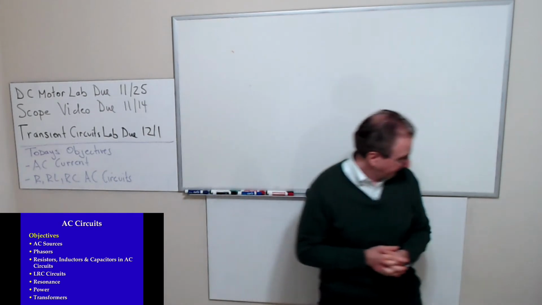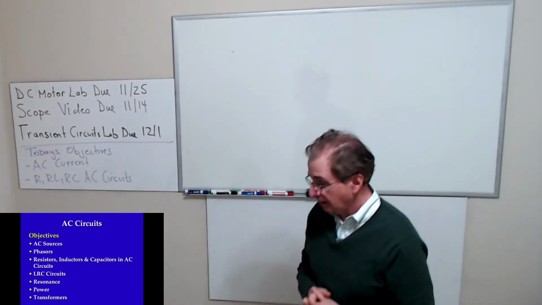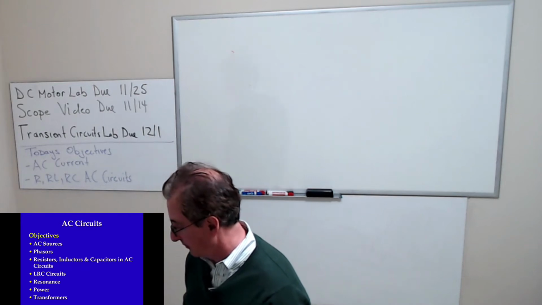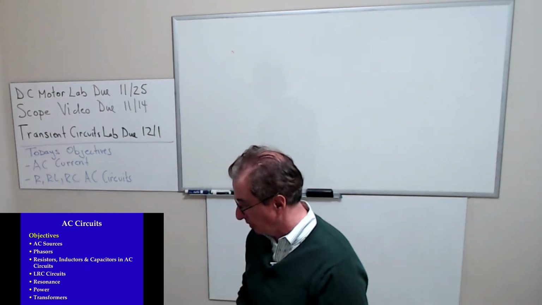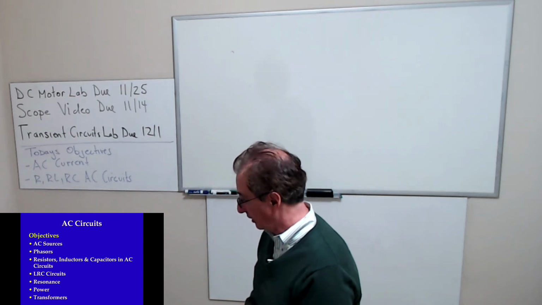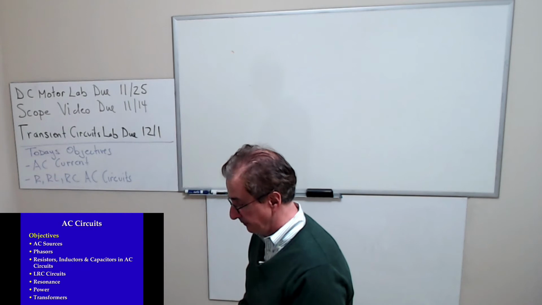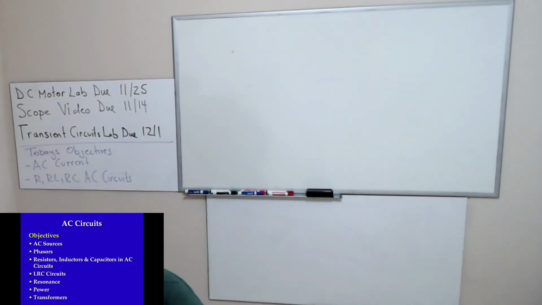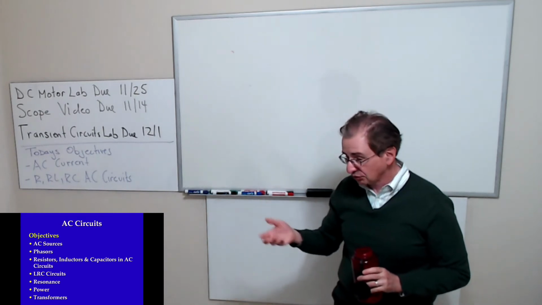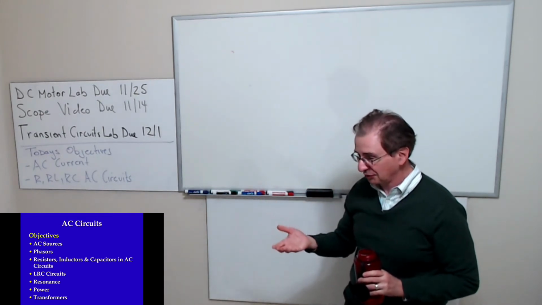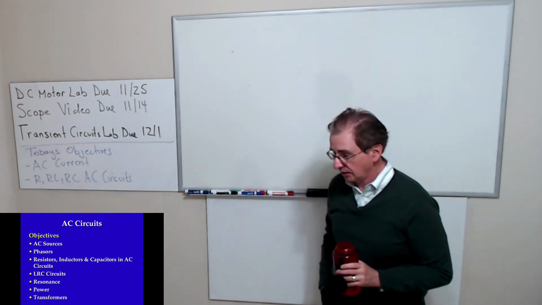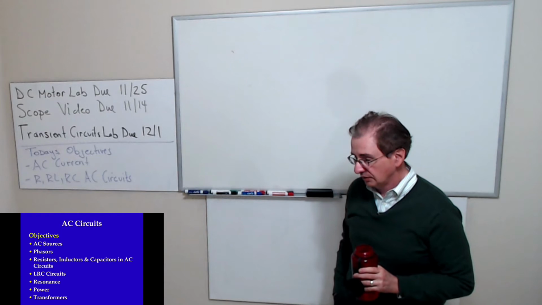Professor, on the scope video, you just want it hooked up straight to the signal generator and then show that we can take measurements off of that? Yeah, that's it. Basically, all you have to show is that you can measure voltage and frequency. That way, in the last two labs, you're going to be able to do the measurements. I just want to make sure that you can do them before you actually do them in the subsequent labs.